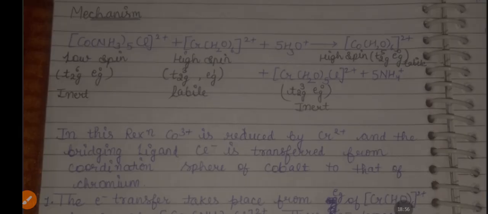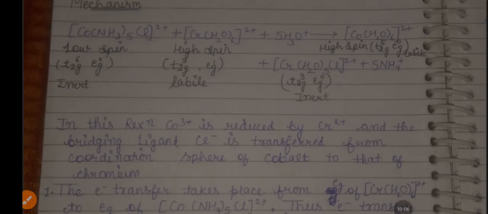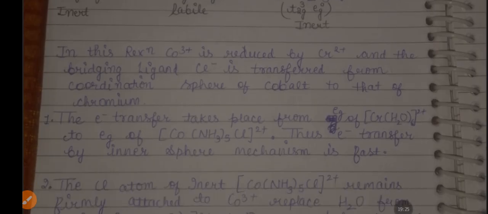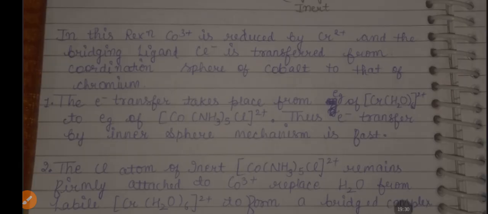[Co(NH3)5Cl]2+ is low spin and its configuration is t2g6 eg0, inert in nature, and [Cr(H2O)6]2+ is high spin and its electronic configuration is t2g3 eg1, which is labile in nature. [Co(H2O)6]2+ is high spin and labile, and [Cr(H2O)5Cl]2+ is inert in nature. In this reaction, cobalt 3 positive is reduced by chromium 2 positive and the bridging ligand Cl negative is transferred from the coordination sphere of cobalt to that of chromium.